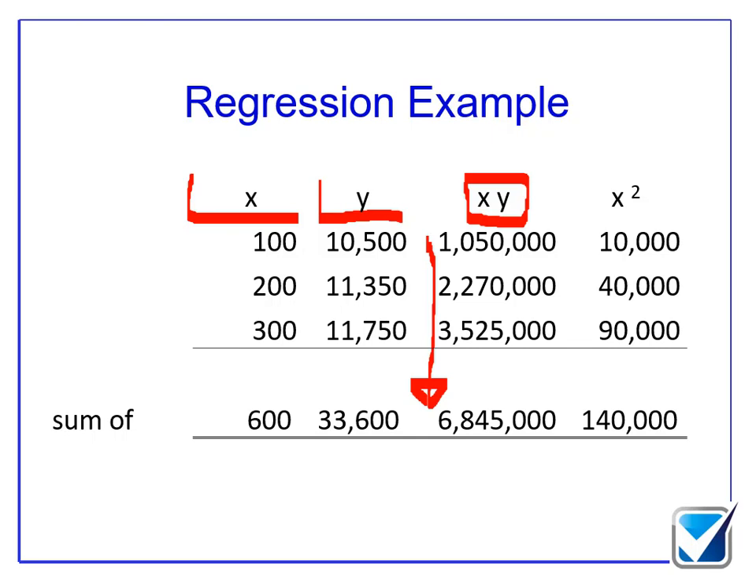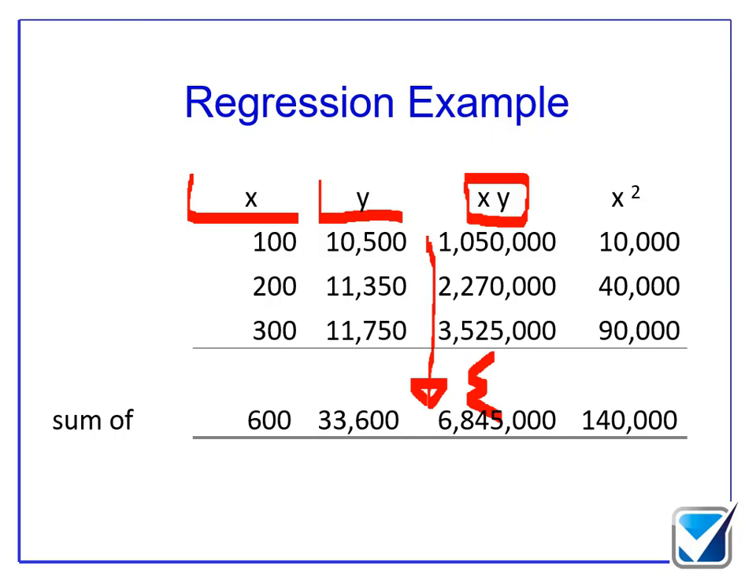My sum of XY. So that's where my sums start to come in. There's the big sigma thing kicking in. X squared, I take X of 100, multiply it by itself. That gives me 10,000. 200 squared, 40,000. 300 squared is 90,000.